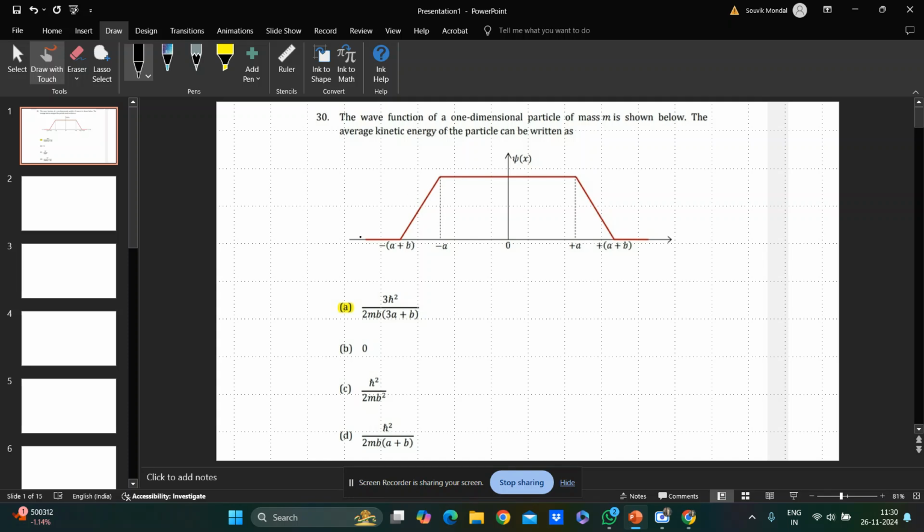Okay. So I will tell you some interesting things about this problem because this problem looks pretty simple, right? It's a simple diagram, nothing complicated, and you know how to find the average kinetic energy, right? The average kinetic energy is psi star times minus h cut square by 2m d2 psi dx2, and then integrate with suitable limits. What is the limit? Maybe a to b. So this is the formula for average kinetic energy.